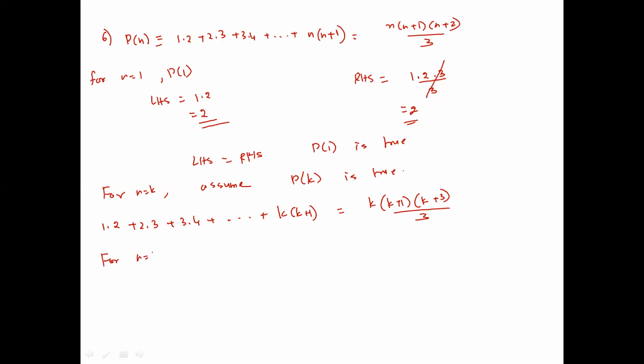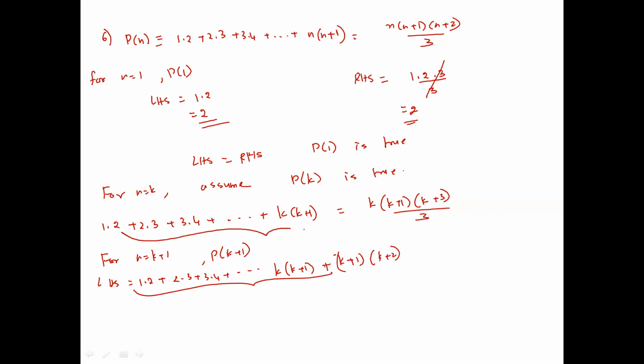Next step we will take for n equal to k plus 1. We will take P of k plus 1, but only left hand side. That is 1 into 2 plus 2 into 3 plus 3 into 4, like that we have k into k plus 1, and the next term, plus I will put n as k plus 1, k plus 1 into k plus 2. This is what I have. But the first few terms, I can take P of k and write it as k into k plus 1 into k plus 2 by 3.